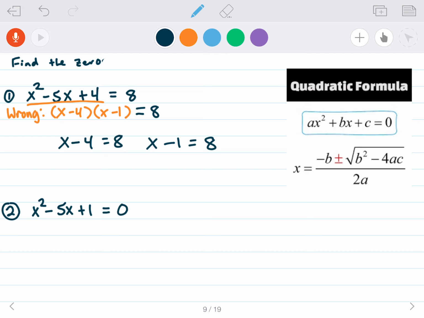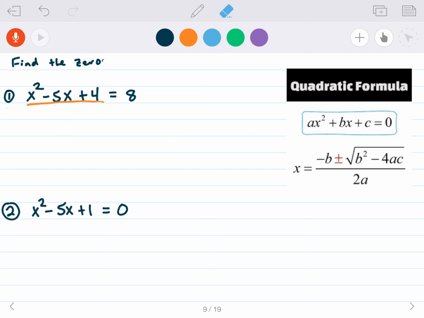But that's not true. We can only do that when the right side is equal to 0. Because it's saying, well, hey, this could be 8, or this could be 8, but what if x minus 4 is 4? What if x minus 4 is 2? 8 has other factors other than 8. So, in conclusion, we can't do this unless the right side is equal to 0. Basically, long-winded explanation of that.